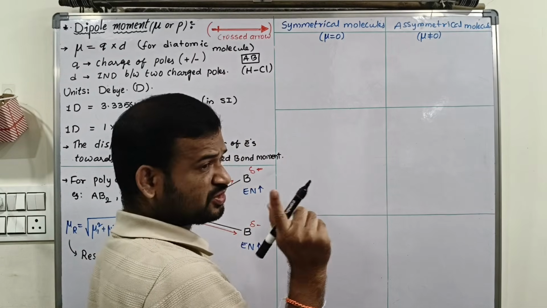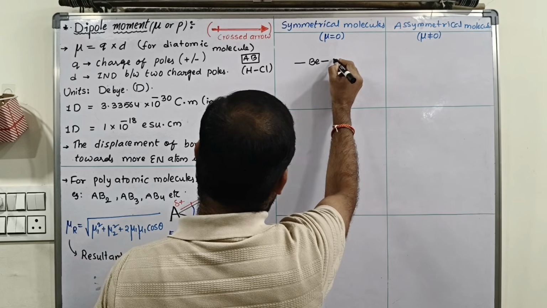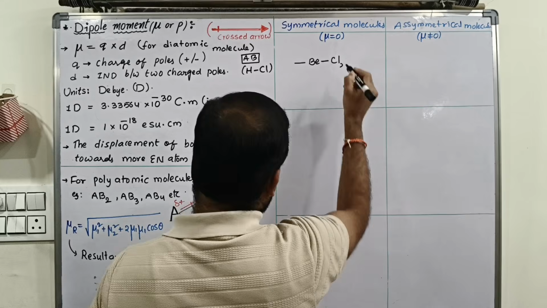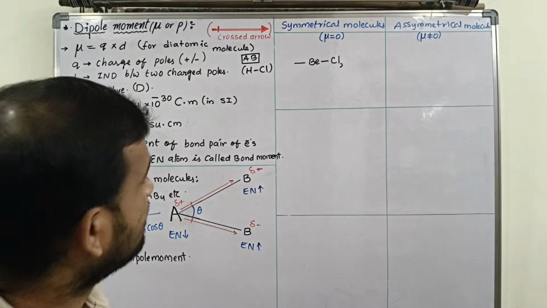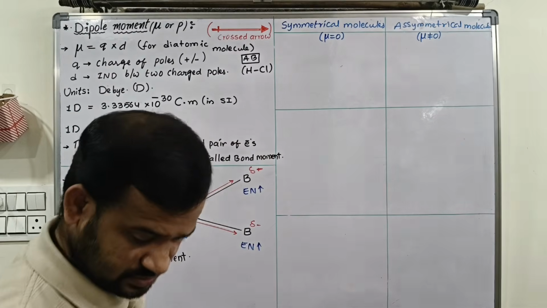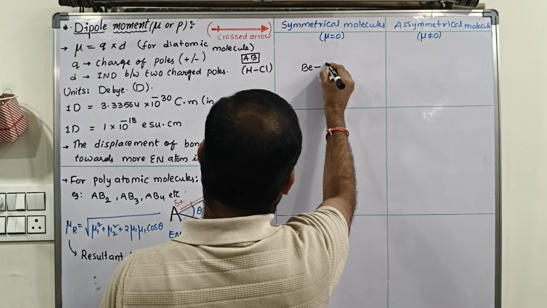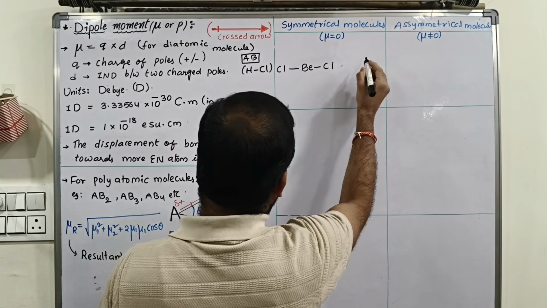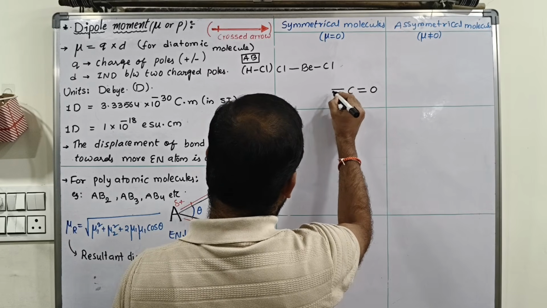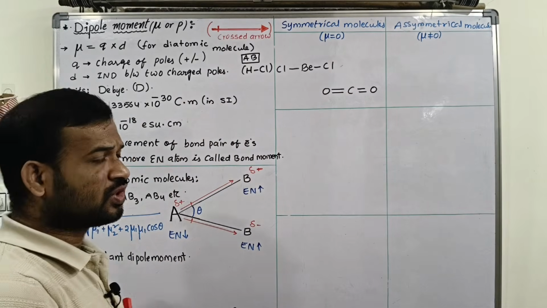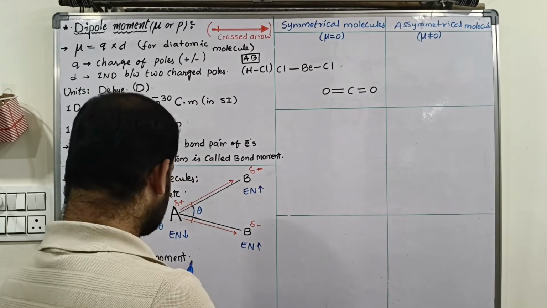For example, linear sp hybridization: beryllium fluoride or beryllium chloride, whatever it is. Here I will take two examples, beryllium chloride, and one more is carbon dioxide, C double bond O, C double bond O. Okay, the two have the same shape and same hybridization. So here what is the bond moment? Tell me.